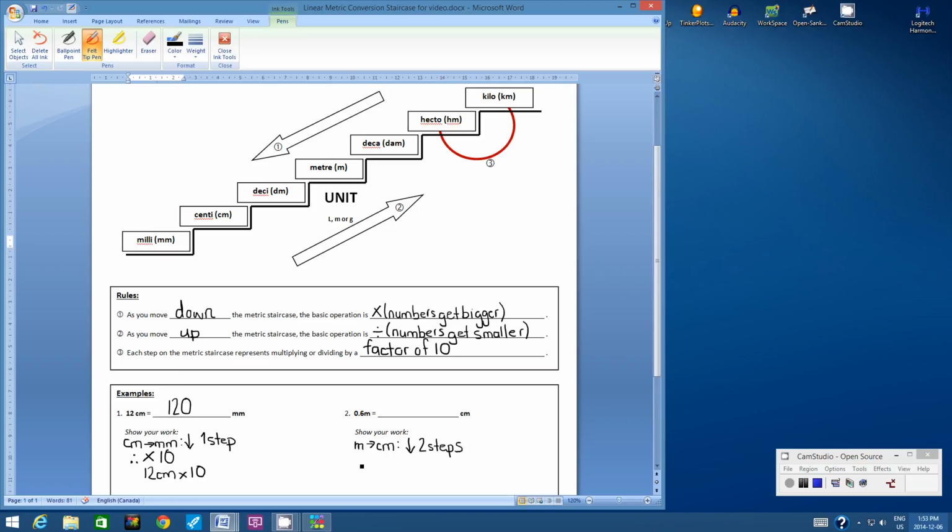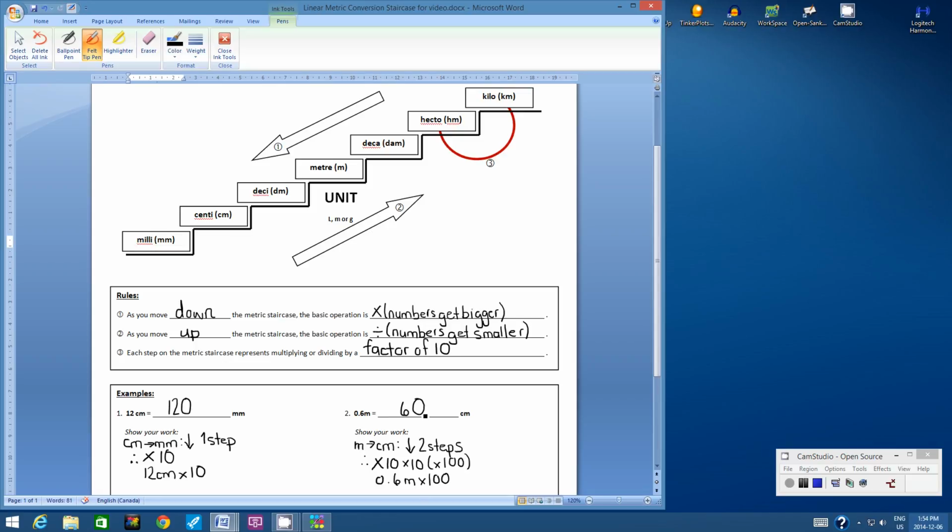Therefore, moving down the metric staircase means rule number 1. So we have to multiply. And then we use rule number 3. Each step on the metric staircase represents multiplying by a factor of 10. So we're multiplying 2 steps, so that's times 10 times 10. Now, of course, all that means is we're multiplying by 100. So 0.6 meters times 100. We move the decimal 2 places to the right, and we get 60 centimeters.